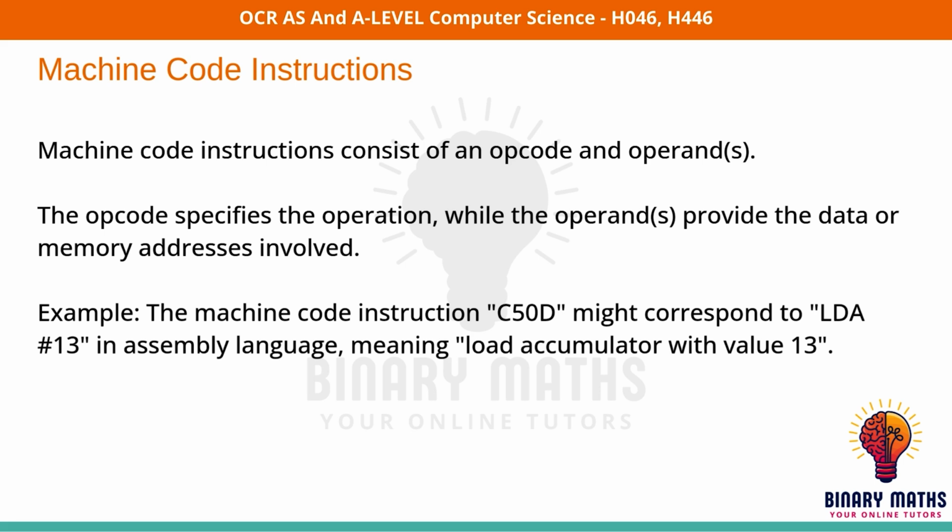Machine code instructions consist of an opcode and operand. The opcode specifies the operation, while the operand provides the data or memory addresses involved. For example, the machine code instruction C50D might correspond to LDA number 13 in assembly language, meaning load accumulator with value 13. This direct mapping between machine code and assembly language allows for precise control over the CPU's operations. Machine code is the lowest level representation of a program, and understanding it is crucial for debugging and optimizing software.